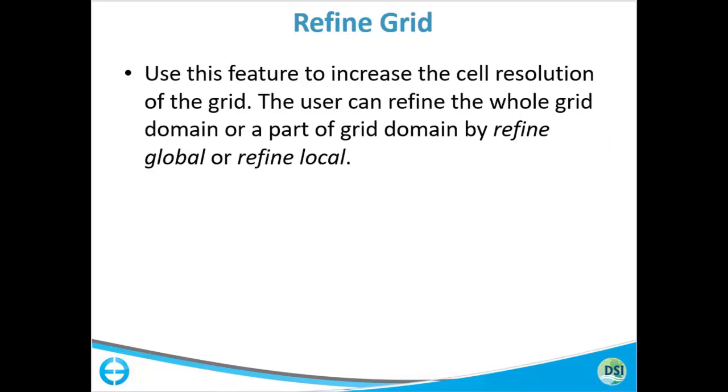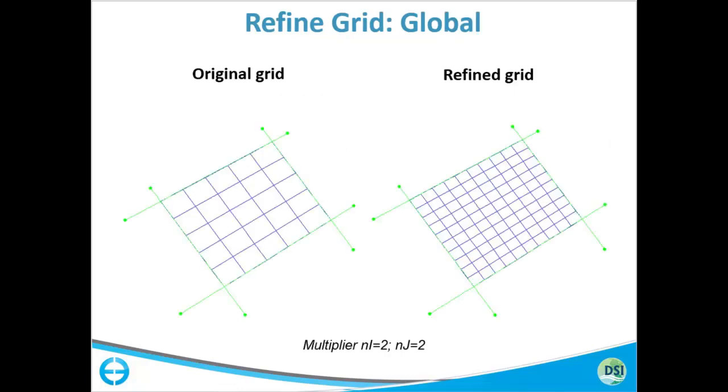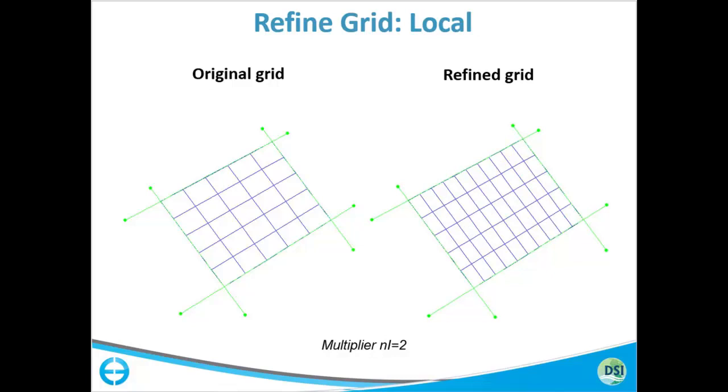Then refine grid. You have the original grid, you have these 4 splines, and then you decide to make like a 5 by 5 grid. Now if you decide to make it like 10 by 10, you just specify I want to do a global refine, and then specify the multiplier in I and j direction, and it will create a 10 by 10 grid for you. That's pretty straightforward. We'll go over it later.